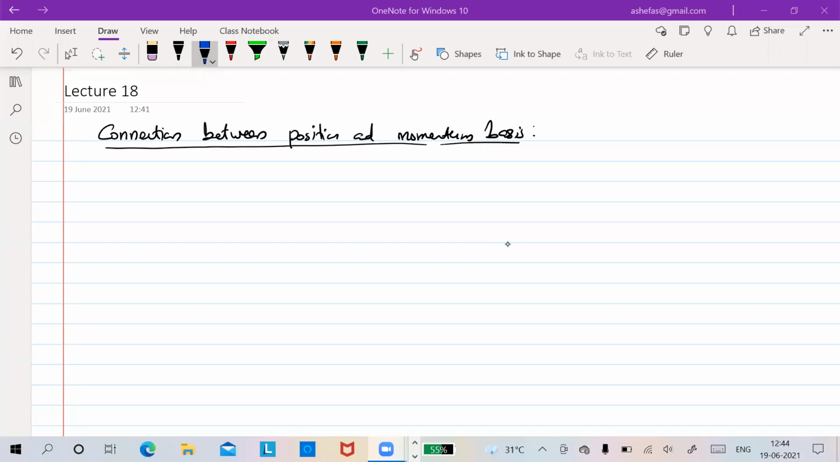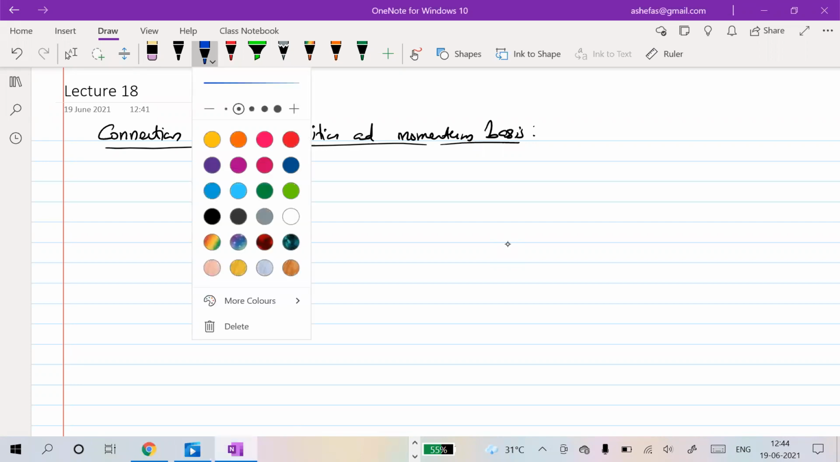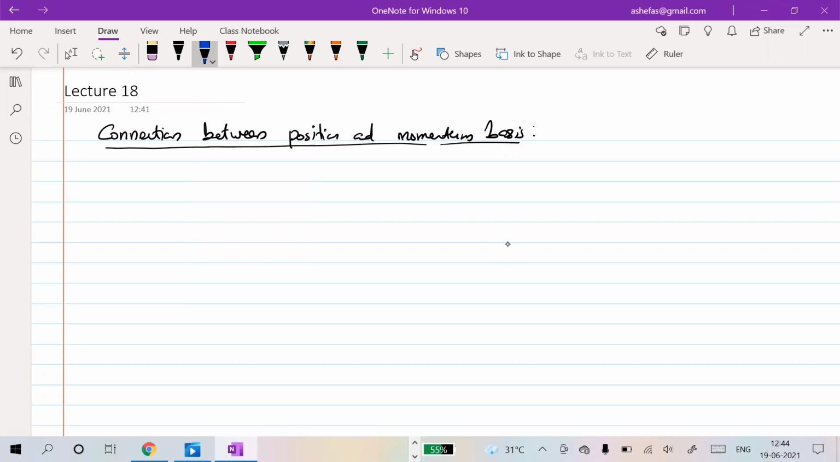Hi everyone. In this lecture, I will be connecting the position and momentum basis. We have already discussed that both position basis and momentum basis are examples of the continuous basis representation. So if we have some vector psi in the vector space, we can expand it in the position basis as integral d cube r psi of r, the ket r.